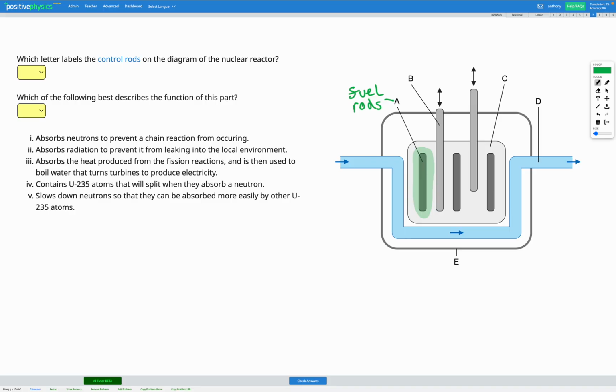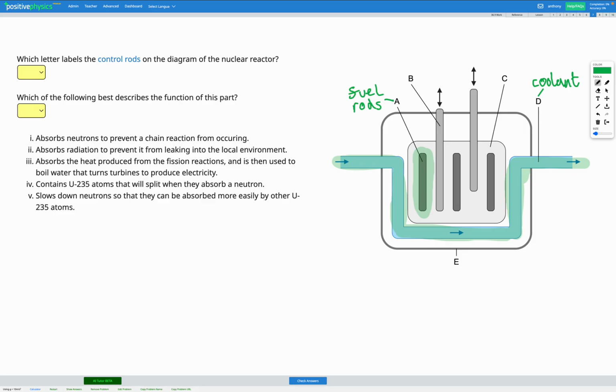The way we generate power from this is using the coolant, which is labeled D here. This is the coolant flowing through this pipe here, labeled D. The coolant is a liquid that flows past our reactor and it absorbs the heat from the reactions that are happening in the fuel rods.